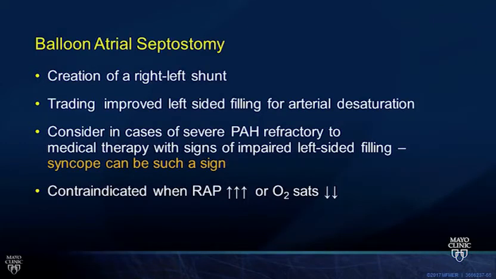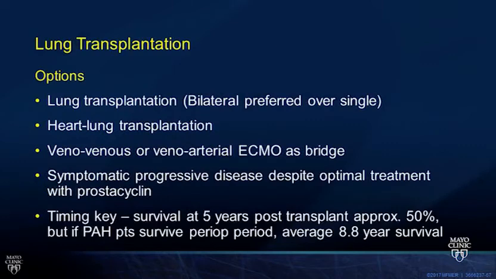When the right atrial pressure is very elevated or the O2 saturation is markedly diminished already, you have to be very cautious. Lung transplantation is an option for severe end-stage disease. Heart-lung, if there's really severe RV failure. ECMO can be used as a bridge. We've done that here on several occasions. In fact, there's a patient in our ICU at the moment waiting on ECMO for heart-lung transplant. And we might consider it if there's symptomatic progressive disease despite optimal treatment with prostacyclin.